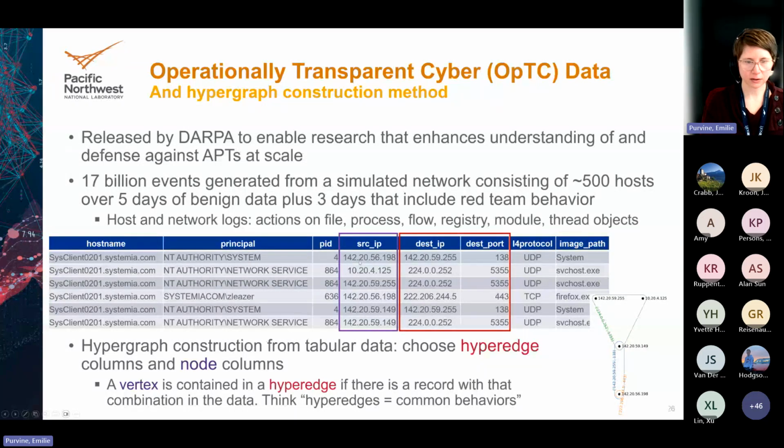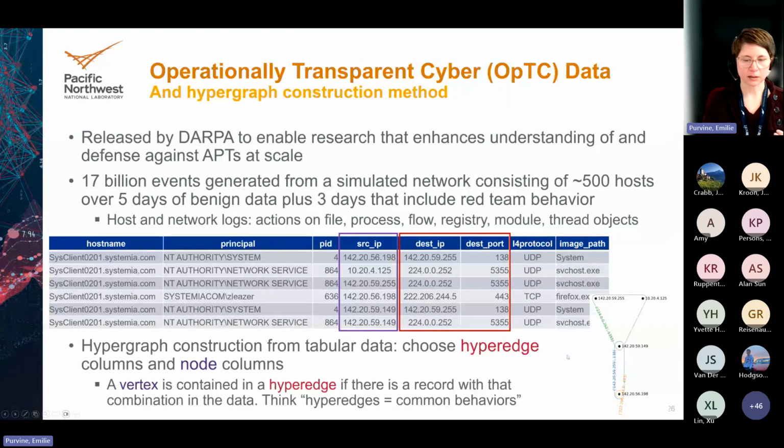We say that a vertex, so let's say the .198 vertex, which is this bottom one in the picture, is contained in a hyperedge if there's a record that has that particular combination in the data. The .198 source IP occurs twice in this little snapshot with two different IP-port pairs. That means that particular IP address vertex is going to be in two hyperedges. And in fact, it is. It's in this orange hyperedge and this blue hyperedge, representing the two different IP-port pairs.